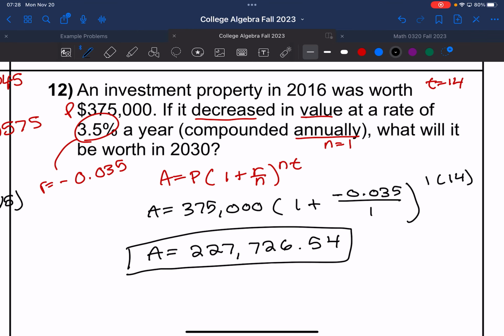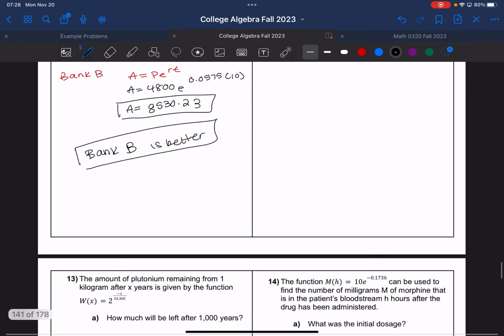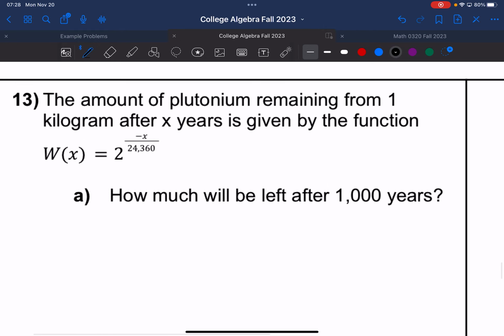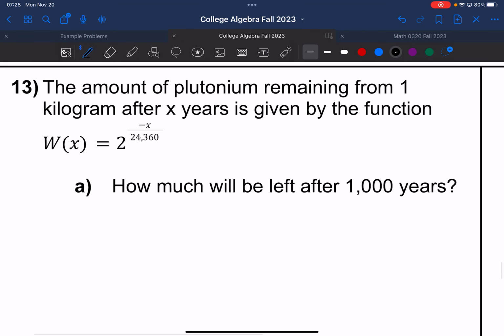Okay, any questions so far? Number 13 says the amount of plutonium remaining from 1 kilogram after X years is given by the function W of X is equal to 2 to the power of negative X over 24,360. Okay. How much will be left after 1,000 years?